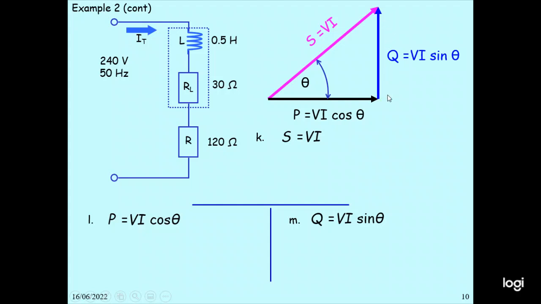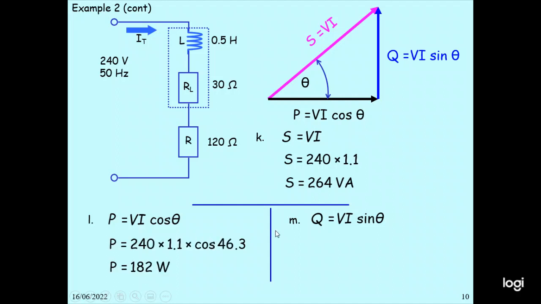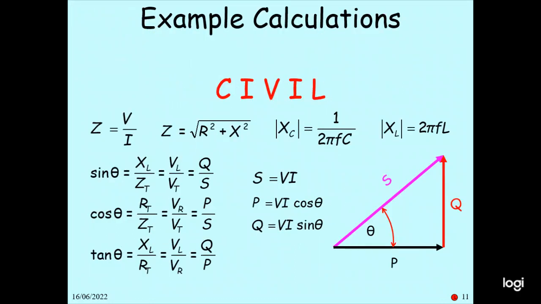So S equals VI, have to calculate. So S equals 240 into 1.1 equals 264 volt-ampere. Power P equals VI cos theta, so 240 times 1.1 times cos 46.3, you got 182. Q equals VI sin theta, so 240 times 1.1 times sin 46.3, so the 191 VAR. So this is the way we calculate S, P, and Q. Then we have to calculate the example calculation to our equation.